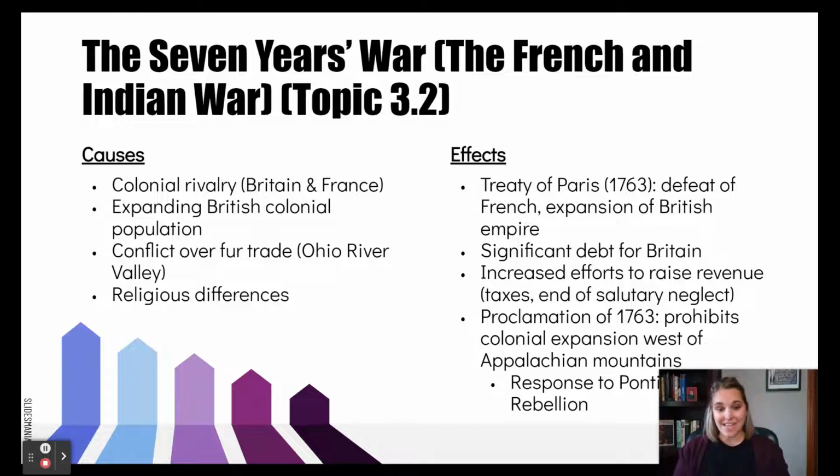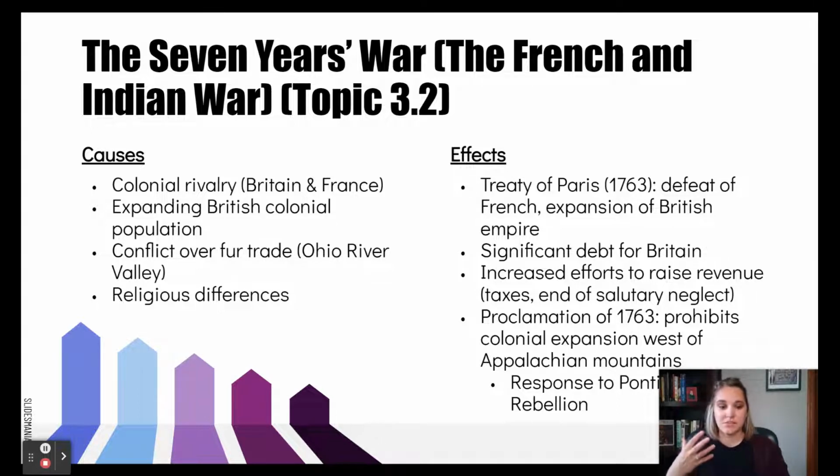This is going to lead to significant debt for Britain. And so then Britain is going to need to increase revenue. They are going to do this through taxes. And then after the war ends, we see colonists moving past the Appalachian Mountains, since now that territory they consider to be part of Britain's empire, which leads to Pontiac's Rebellion.